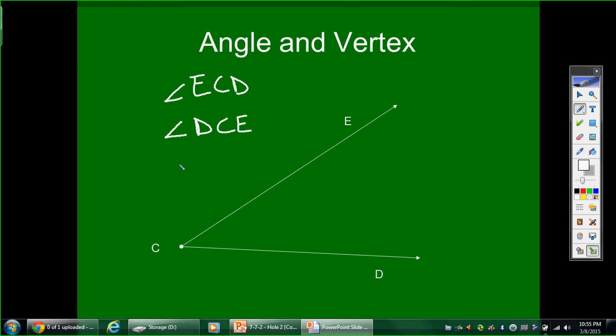We can also name this as just angle C. We can name it just with the vertex. This is typically okay if you have an angle that's standing by itself. If you have a large diagram with many angles, it's easier to name it with all three letters. But the vertex, again, would be C, the point at which the two rays come together.